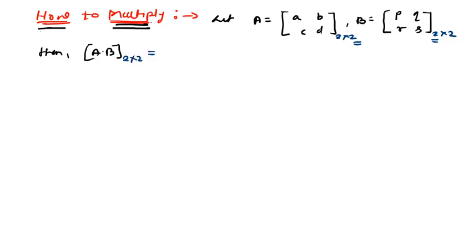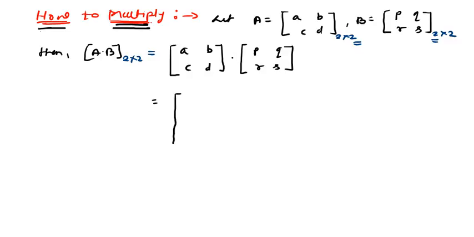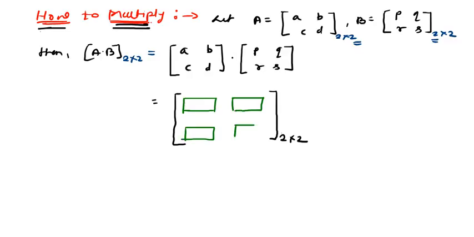Now the question is how to multiply these matrices. So we will consider the matrix A, that is a, b, c, d, and the matrix B, that is p, q, r and s. Now see what will happen here. We will get a matrix of order 2 by 2, which means it will contain 4 elements. This will be the first element, this will be the second element, this will be the third element, and this will be the fourth element.